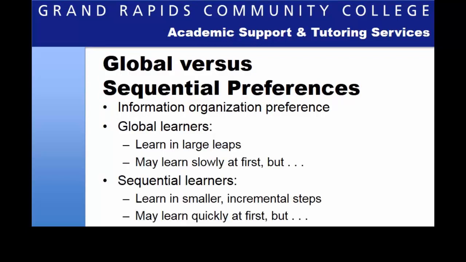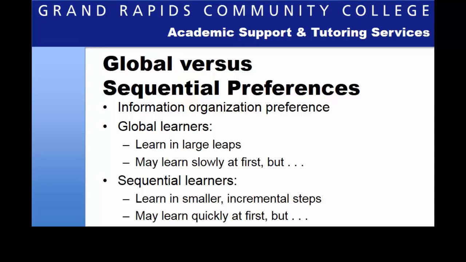The global versus sequential dimension looks at how learners prefer to organize new information. Global learners organize information in a holistic fashion and seem to comprehend new material in large chunks. These students think deductively by first working to understand the big picture and then, using their understanding of the connectivity of the parts, these learners then focus on the specifics. When working with global learners, you may notice that they seem to learn slowly at first, but once they grasp a topic, they often see connections missed by sequential learners.